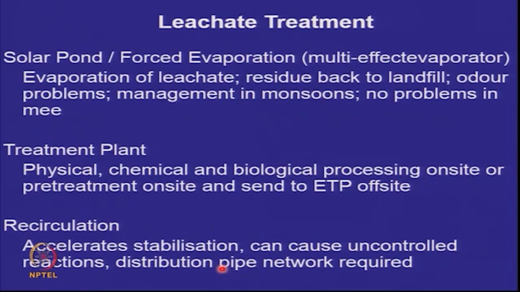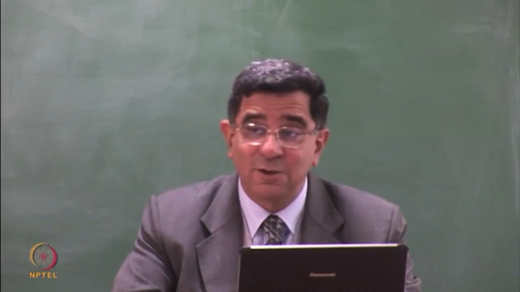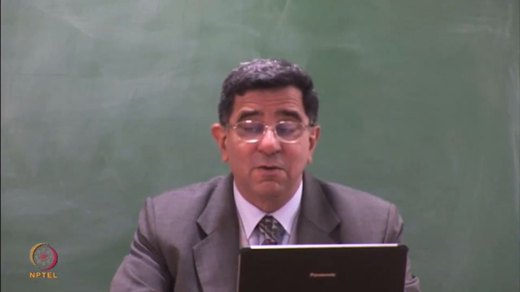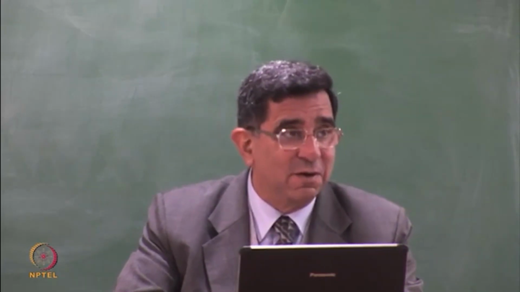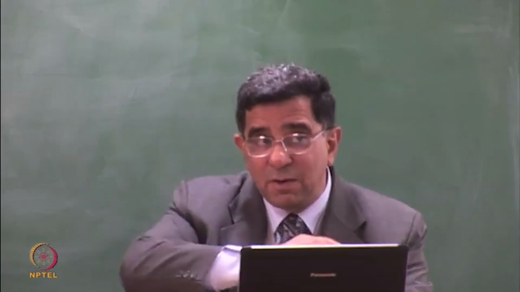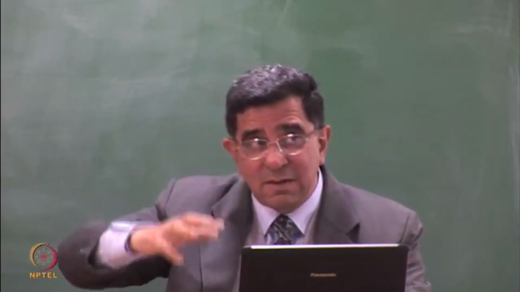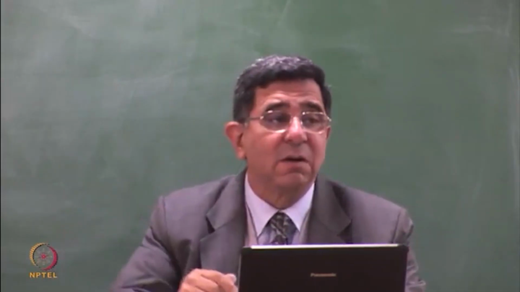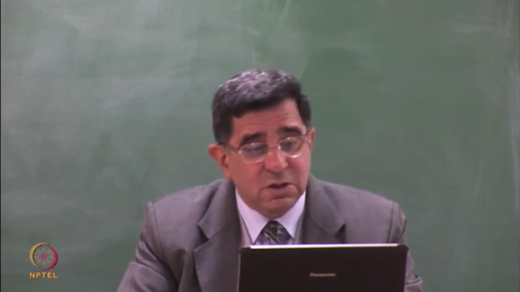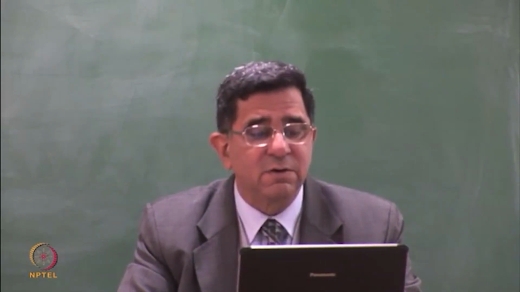So what it says at the end, you need a distribution pipe network under the cover for distributing the leachate. This has to be different from the gas collection layer, which is also under the cover, so that you can uniformly make the waste wet. Otherwise it will go down in a preferential path. So these are the strategies for leachate treatment.